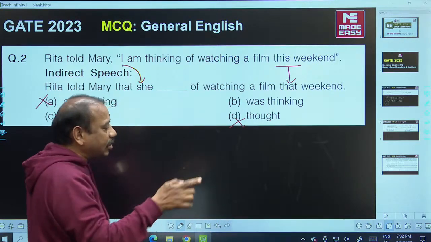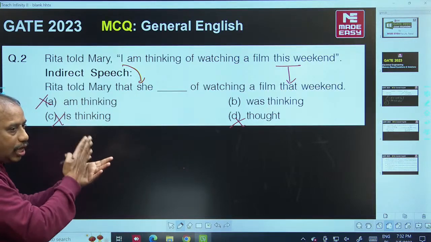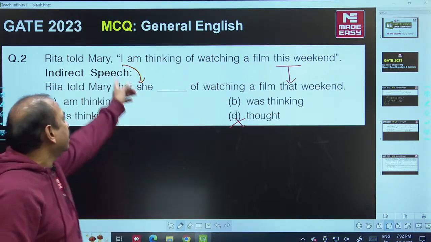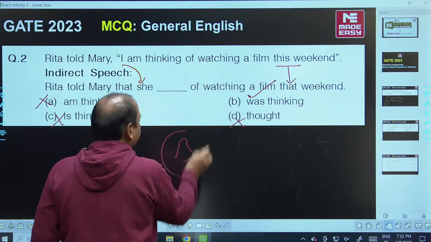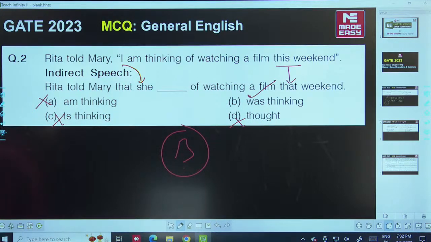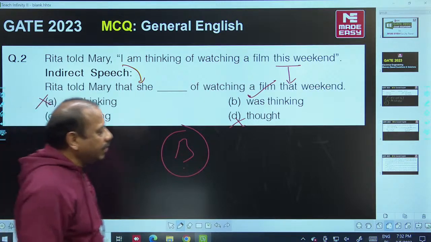What is the structure of past continuous? Subject plus was or were plus fourth form of the verb. Because she is singular, was. Answer is B. Was thinking. I am thinking became was thinking. And the third question.